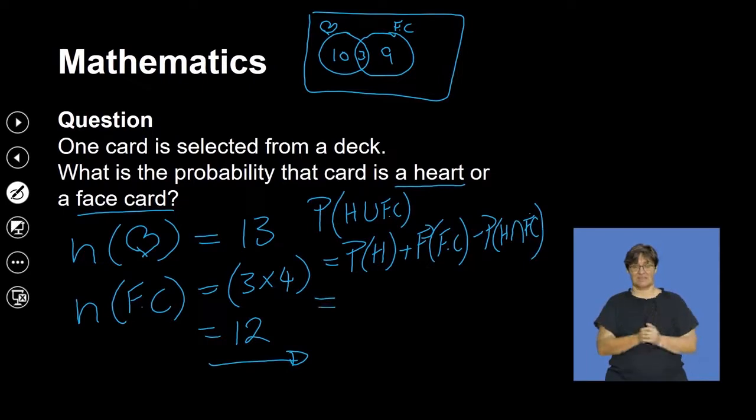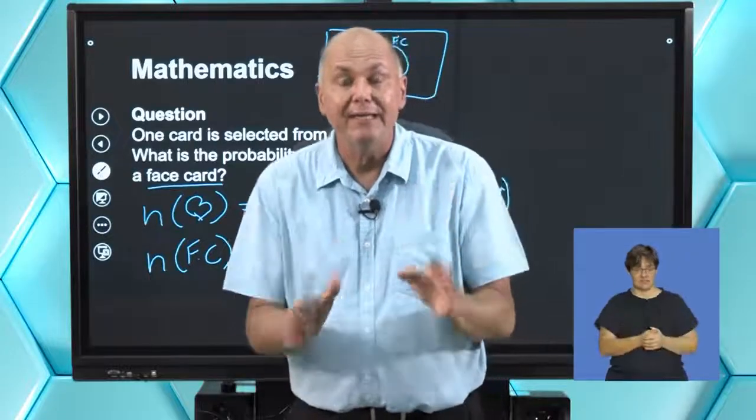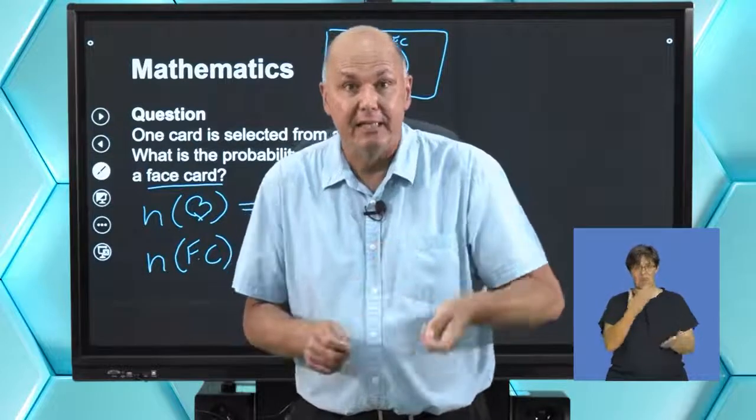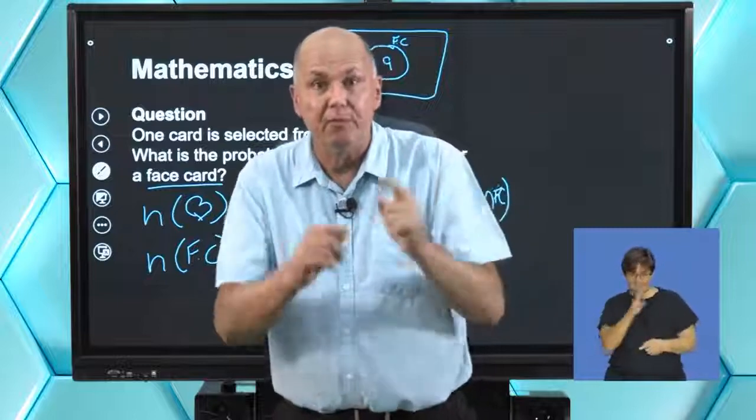So very quickly, what do we recognize? We know that we had 52 cards in total, so the probability of a heart card is 13 out of 52. We know that the number of face cards was 12 out of 52, and we know that the number in the intersection is going to be 3 out of 52. And when you add all of those up, use a calculator, you will definitely find the correct probability of choosing either a face card or a heart. I hope you can see that we've applied the rules.